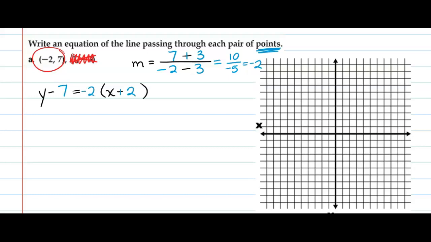And I'm finished. Now, I'm going to distribute and get it into slope-intercept form. y minus 7 is negative 2x minus 4. Add 7 to both sides. If I had chosen the other point, when I reduce it to slope-intercept form, I will get the same answer. Feel free to try it. It will work. If you use the point 3, negative 3, you will get this same line.